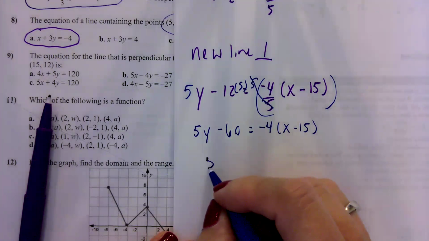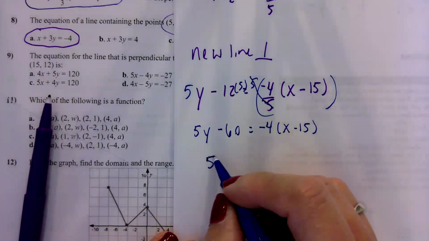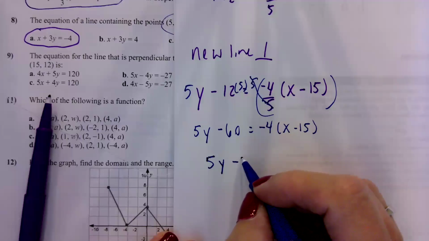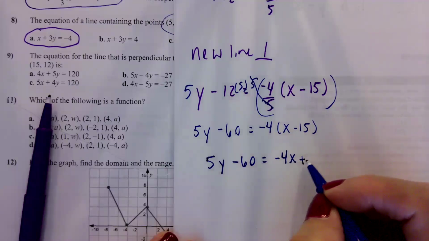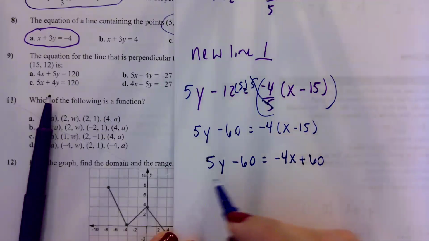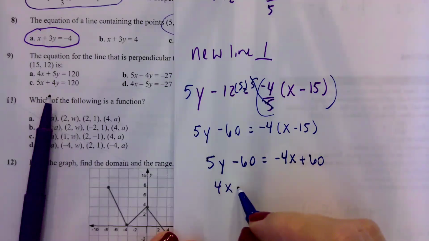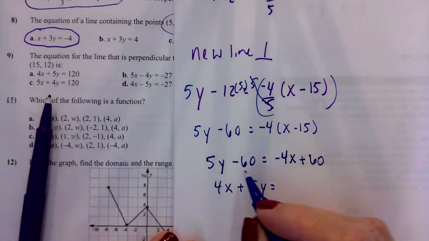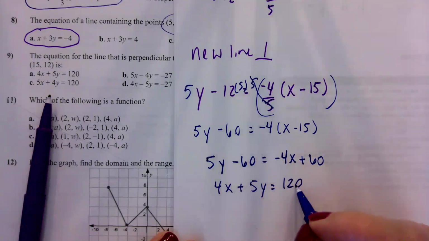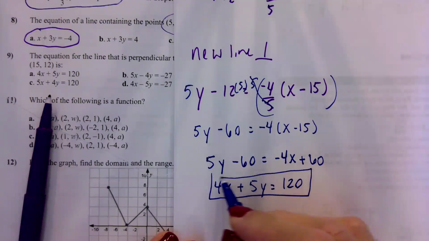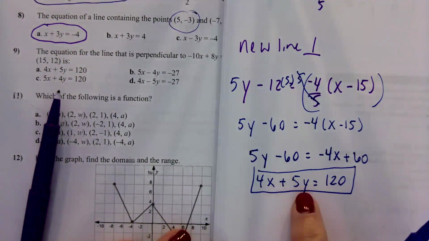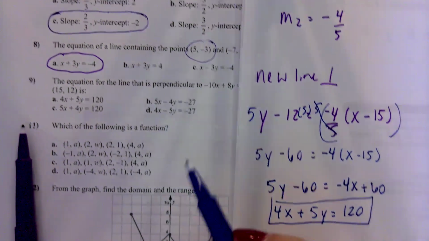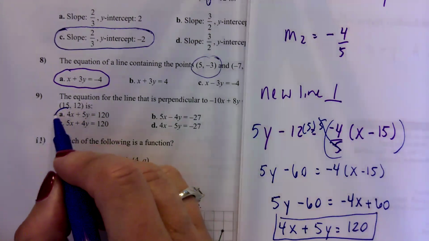And then I'll have 5y minus 60 equals, and I'm going to distribute the negative 4, so negative 4x plus 60. And then I'm going to move my x term to the left. So I'm going to add 4x, so 4x plus 5y. And I'm going to add 60 to both sides to get my constant on the right. So it looks like my correct equation that's perpendicular to the original equation is 4x plus 5y equals 120. So it looks like letter A is it.